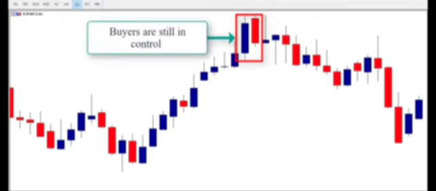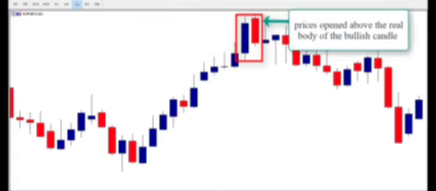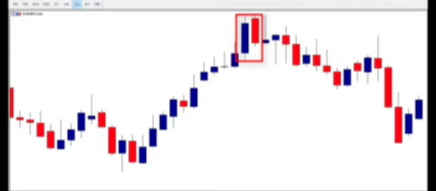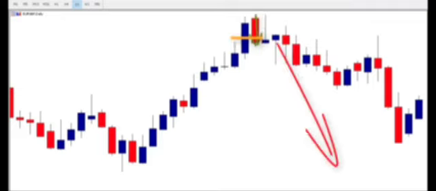As you can see here, buyers are still in control of the market. But when prices opened above the first bullish candle, buyers are no more willing to buy the market from this area because prices are higher. But sellers find it a good opportunity to enter the market. So they pushed prices back down to the 50% line of the first candle and closed below it. This indicates that sellers are stronger than buyers and a bearish trend reversal is likely to happen.